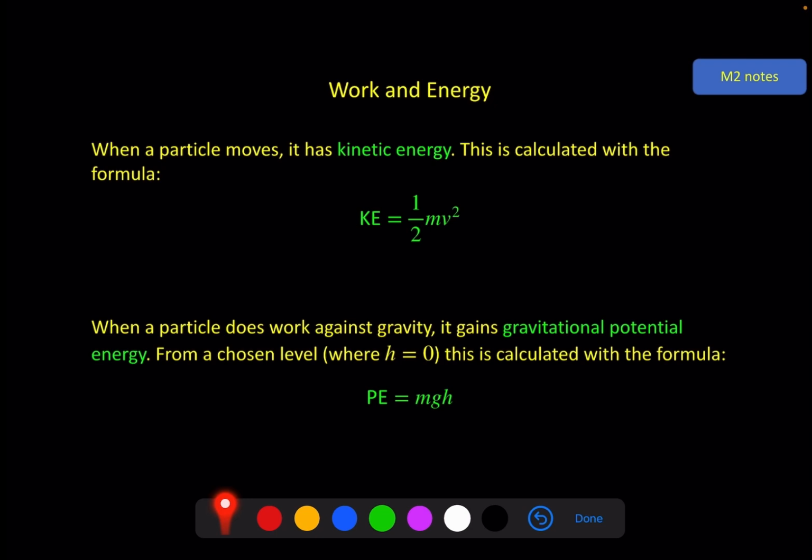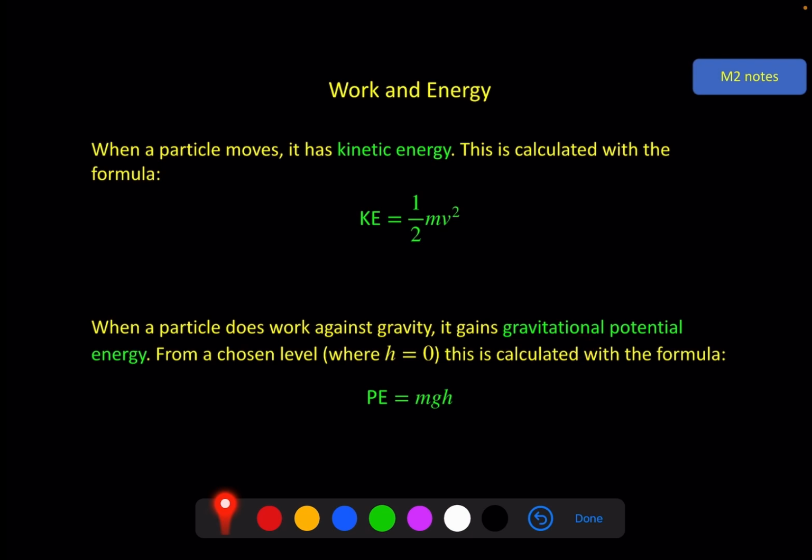A couple of quick notes here. Gravitational potential energy is often shortened just to potential energy in mechanics, because this is the only type of potential energy we're going to look at. So if you do physics and you're thinking, wait a minute, potential energy might mean elastic or gravitational or electric, in mechanics it always means gravitational. So you'll see me writing PE and referring to potential energy. That means gravitational potential energy in all of these videos.